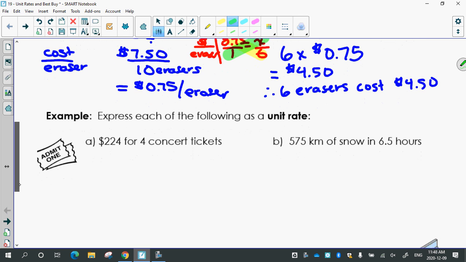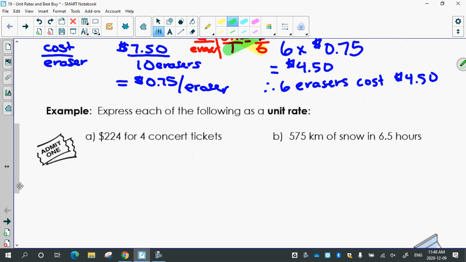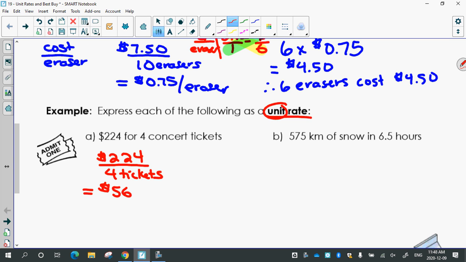All right. Express each of the following as a unit rate. So unit rate means for one of. So if 4 concert tickets cost $224, you want to know the price per ticket. So you just divide them. $224 divided by 4 tickets. Money always goes on top. Remember that. It's a good rule of thumb. That gives you $56 per ticket.